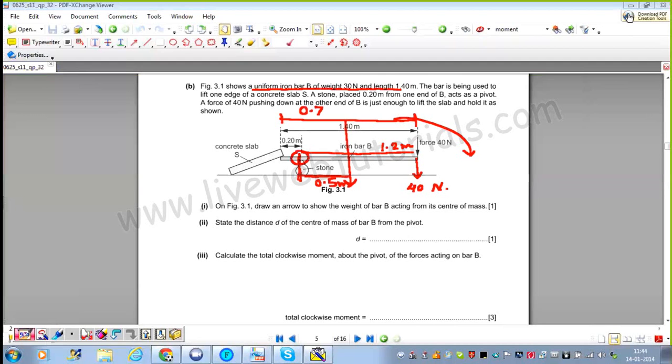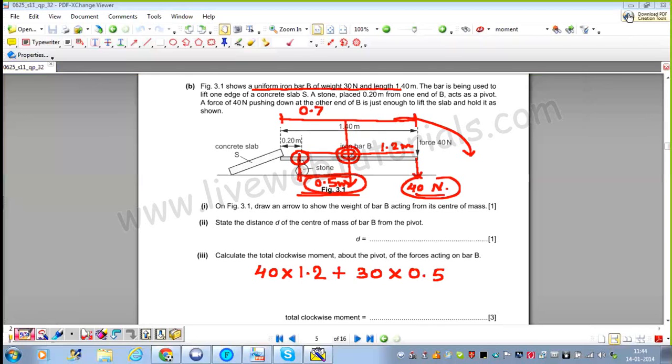So there are two forces acting about the pivot. One is because of this 40 newtons, and the second one is because of the center of mass of the iron bar. So there are two clockwise forces acting. One is 40 multiplied by the distance from the pivot, 1.2 meters, plus the force due to the center of mass of the iron bar, because the pivot is not in the center. That is 30 multiplied by the distance from the axis of rotation, 0.5. You can just multiply this.